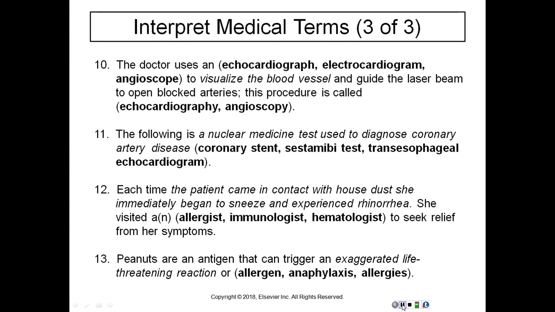Now number 11, the following is a nuclear medicine test used to diagnose coronary artery disease. Again, you might just have to go back and review those options, but it's going to be the Sestamibi test. Number 12, each time the patient came in contact with house dust, she immediately began to sneeze and experienced rhinorrhea. She visited a blank to seek relief from her symptoms. So she is allergic, so she would see an allergist. And number 13, peanuts are an antigen that can trigger an exaggerated life-threatening reaction, or hopefully you are choosing anaphylaxis. That is the life-threatening part of it. And that will end the recording for Chapter 10. You can now go to eCampus to complete the assignments.